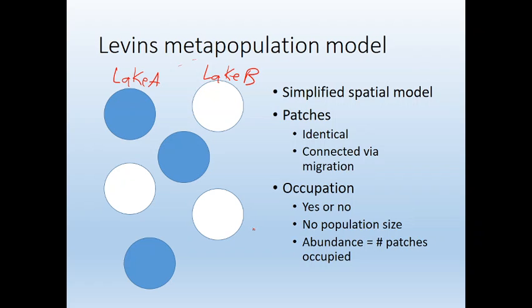For now, let's just think about it as lakes, because the border of a lake makes a little bit more sense, okay? And let's ignore that there are rivers going between lakes and all that kind of thing. So this is why it's still a pretty simple model. Now these lakes are connected via migration.